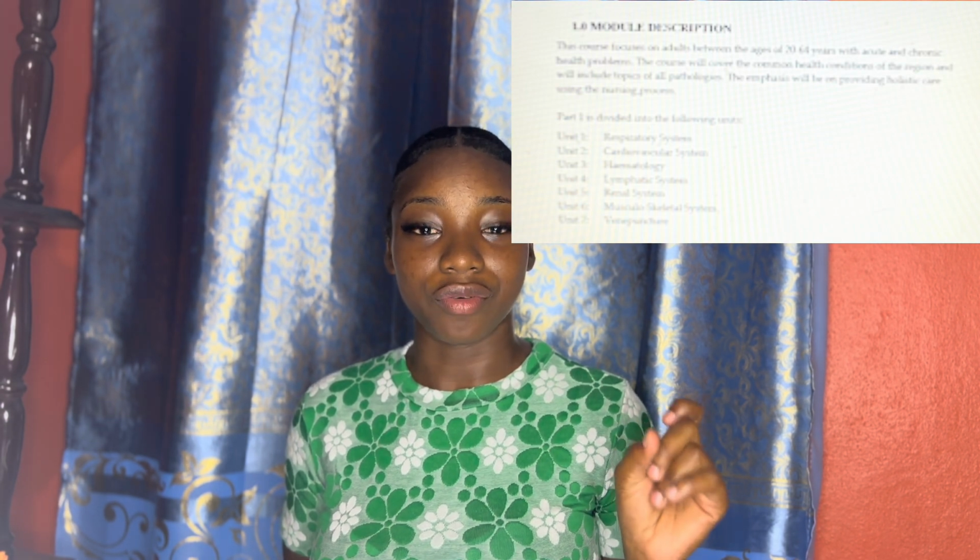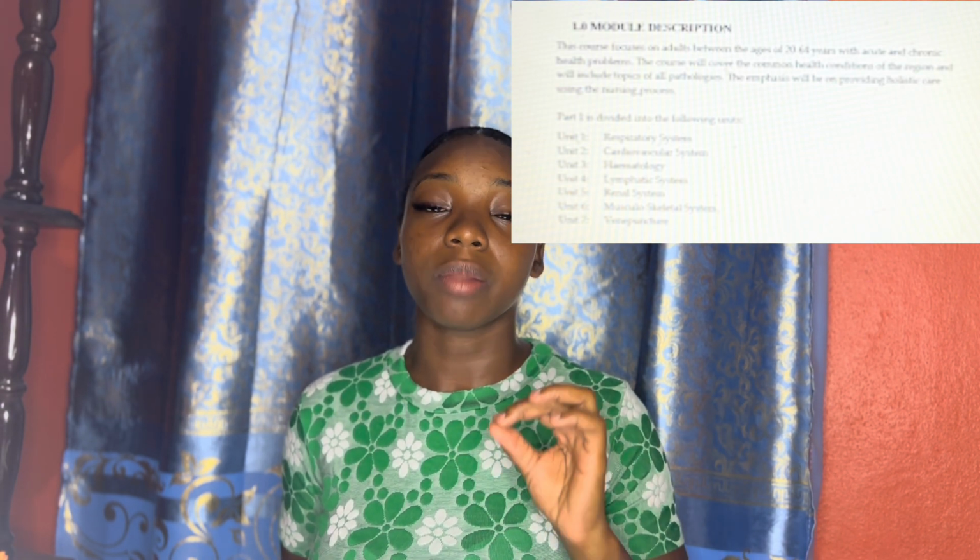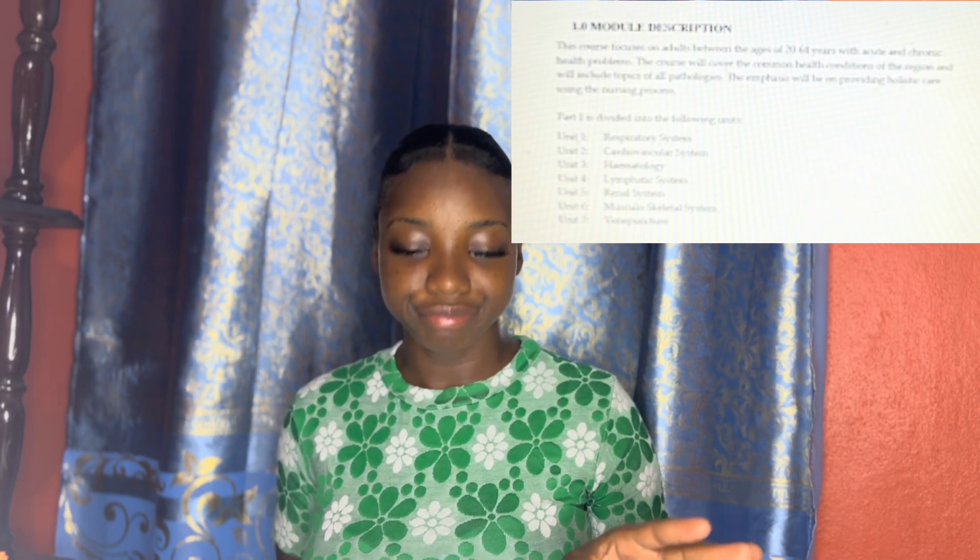The module description reads: this course focuses on adults between the ages of 20 to 64 with acute and chronic health conditions. The course will cover common health conditions of the region and will include topics of all pathologies. The emphasis will be on providing holistic care using the nursing process. The systems that we did in Adult Nursing 1 were the respiratory system, cardiovascular system, and hematology. If you're a nursing student, you must know that's blood. But if you're not, it's blood.